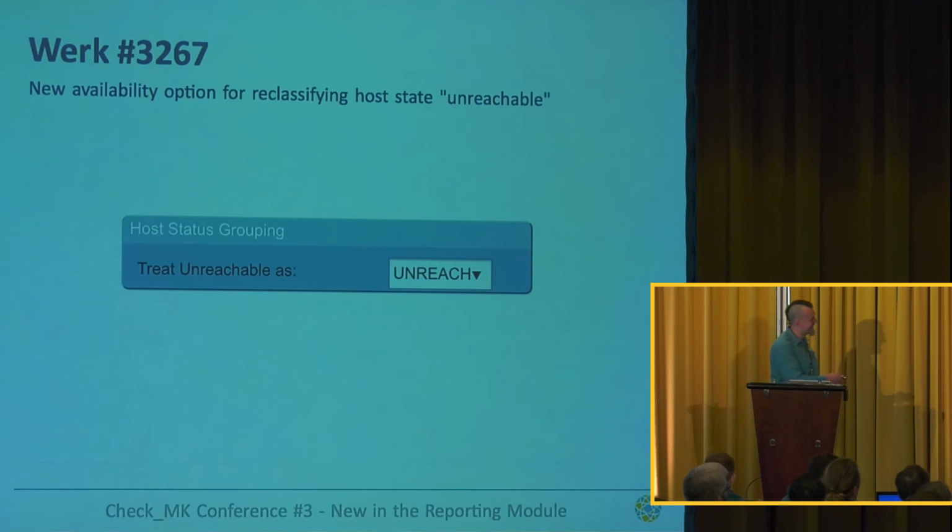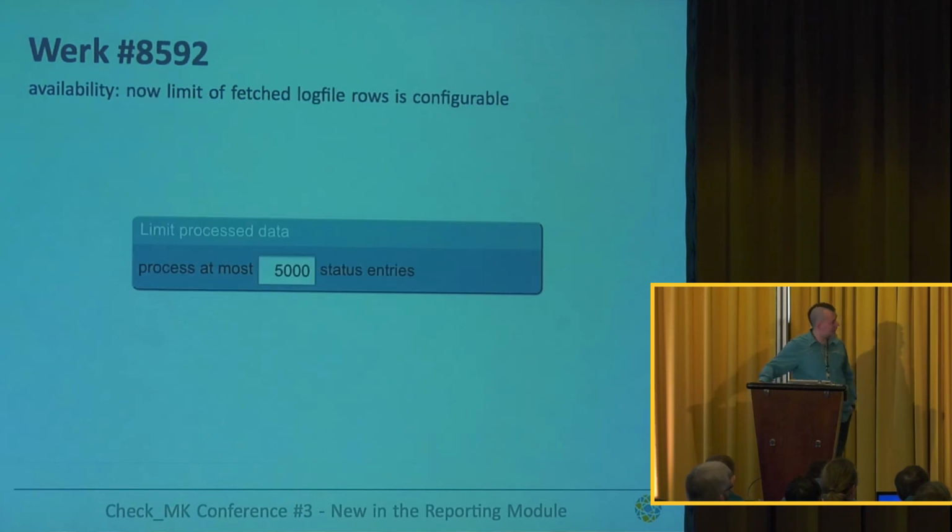And those are really the old slides, I'm sorry. It's okay. All right, so when we talk about availability options, we can now reclassify the host state to unreachable. So that means right here you have the option to choose unreachable phases and either choose OK or down, or you just keep unreachable. That's default.